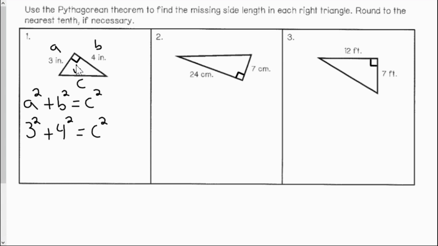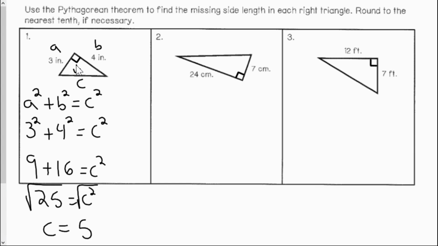3 squared is 3 times 3, which is 9. 4 squared is 4 times 4, which is 16, and that will equal c squared. 9 plus 16 is 25. That's equal to c squared. Now I want to get rid of my square. In order to get rid of my square, I use the inverse of squaring, which is the square root. So if I take the square root of 25, that gives me a side length of 5. My unit was inches, so my side length is 5 inches.